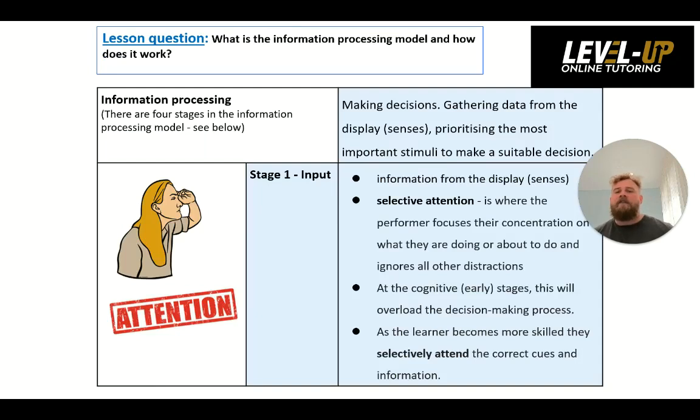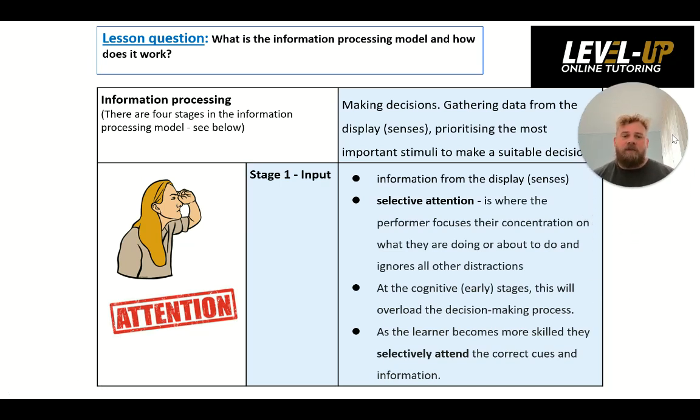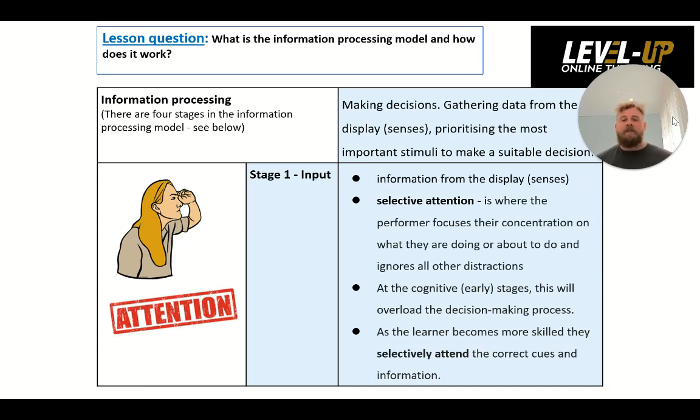Now, what is the information processing model and how does this work? So information processing, there are 4 stages in the information processing model. So this is where we make decisions, gathering data from the display or sensors, prioritizing the most important stimuli to make a suitable decision. So let's have a look at stage 1, which is the input. Information from the display or sensors.